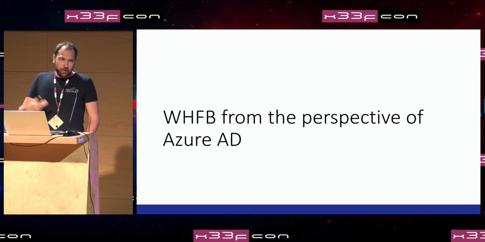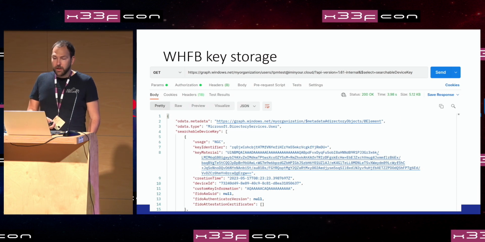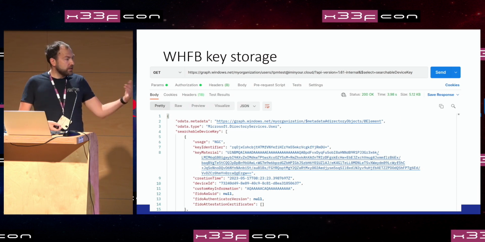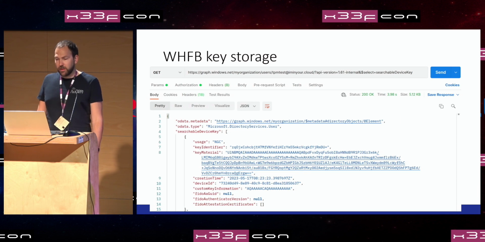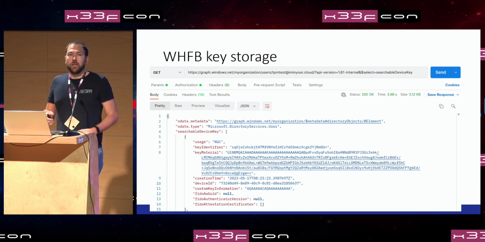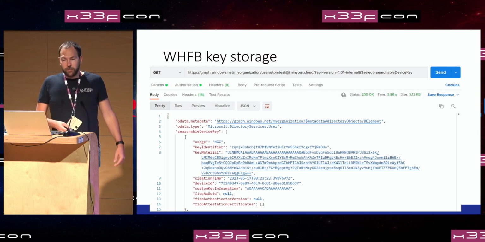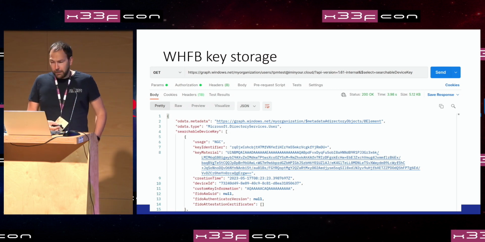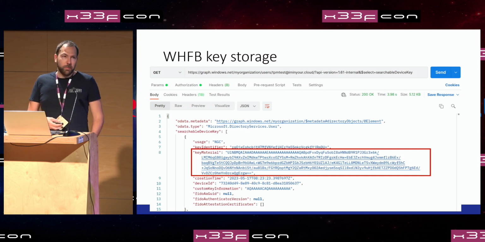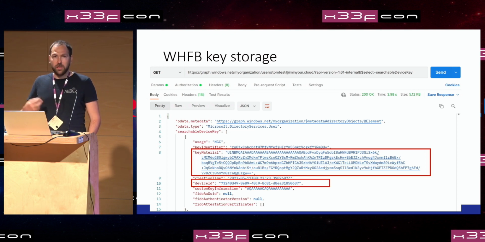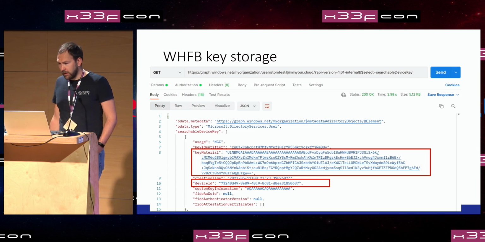So now we looked at the endpoint perspective. Let's have a look from the perspective of Azure AD. If we look at Azure AD, we can see the ways that Azure AD stores Windows Hello for Business keys. In this case, we're using the graph.windows.net API, the internal version, and this gives us a property called searchable device key. Here we just see the public keys that the user has registered. So we can list all the Windows Hello for Business keys. We also see the device that they were provisioned to.